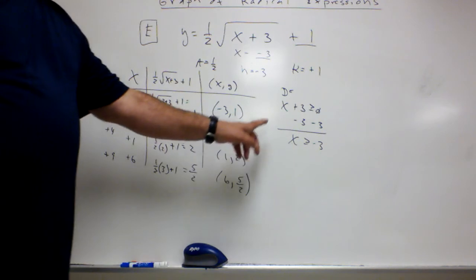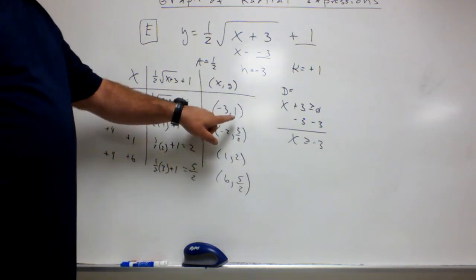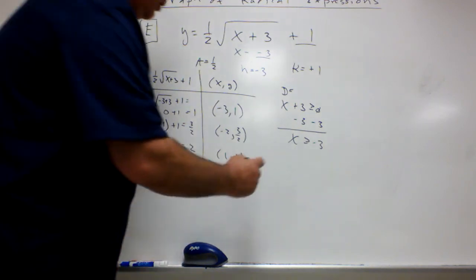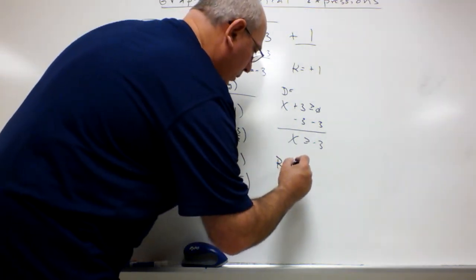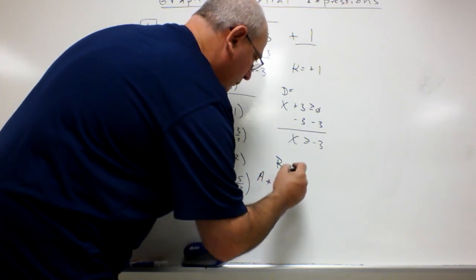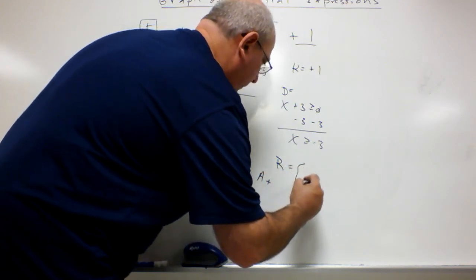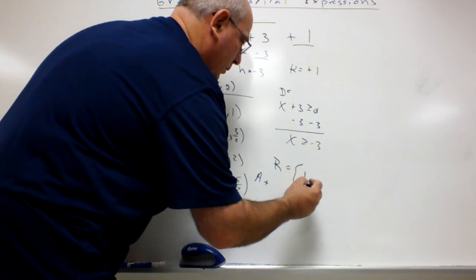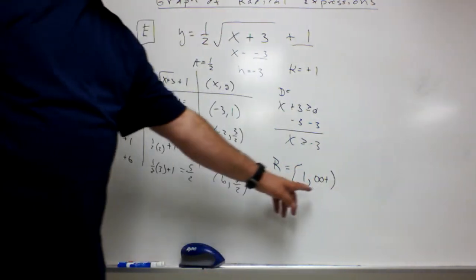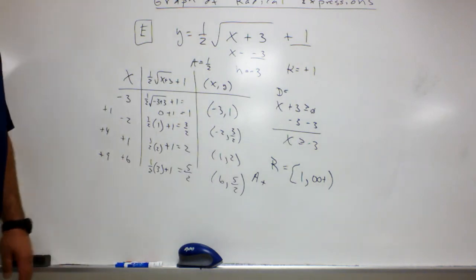So we know what the domain is. We can see that the range starts at positive 1 and it's just getting bigger. So our range, because a is positive, is going to go from our k value, which is 1, and it's just going to get bigger and bigger and bigger, so it's going to go to positive infinity.